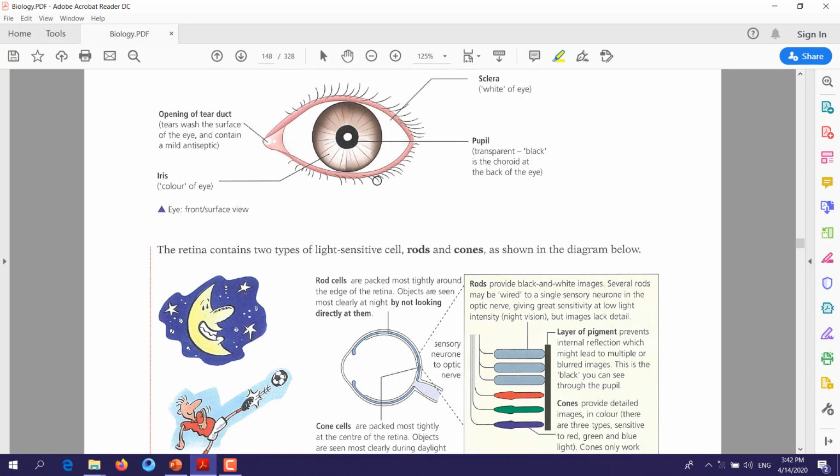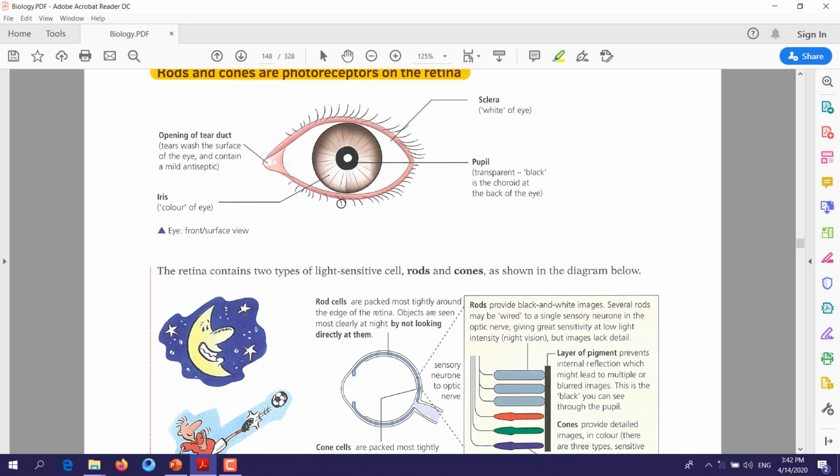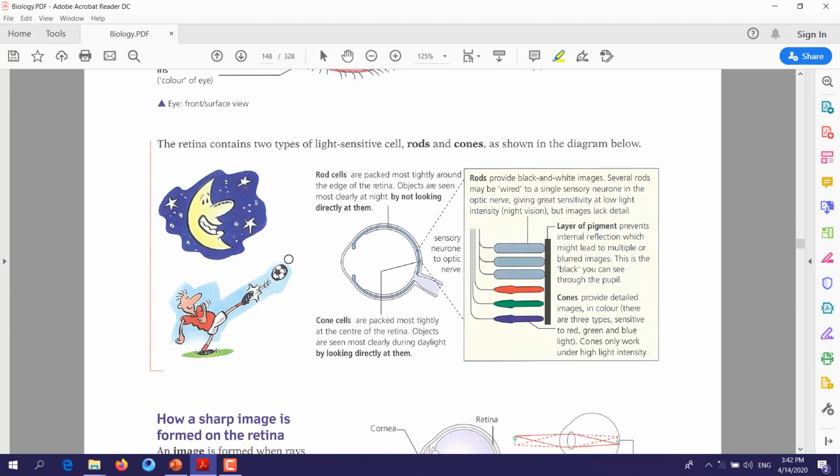Again, here is the structure of the eye: the opening of the tear duct, the iris, which is the color of the eye, the pupil, which is the black opening, and the sclera, which is the white. Now, the retina has the sensitive cells, or the receptors. These two receptors are the rods and cones.